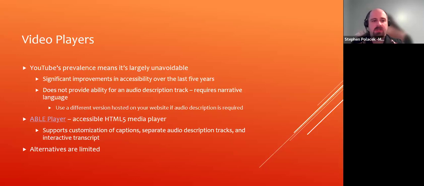If you do that, I would suggest you look into Able Player. It's an accessible HTML5 media player fully designed for that purpose. It supports a lot of extra options that will be great for your users, including customization of captions. So they can change the color, they can change font size, they can change contrast. It has separate audio description tracks that will play in time with the video. So there isn't like trying to sync anything. It will just do it for you.